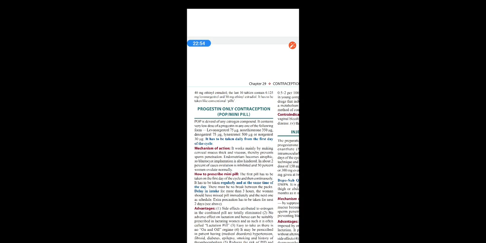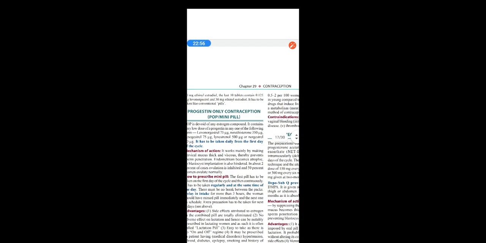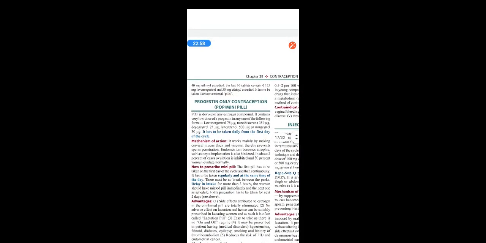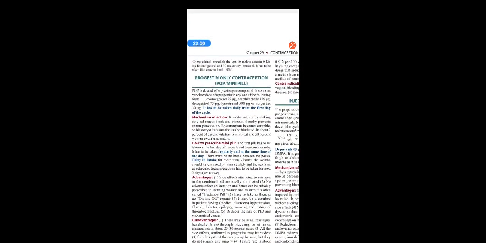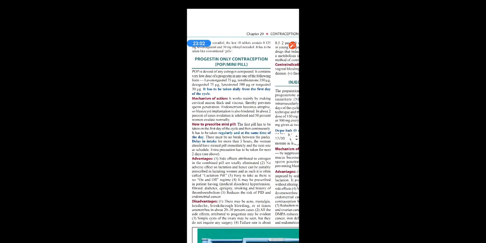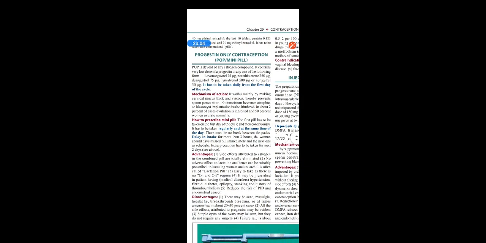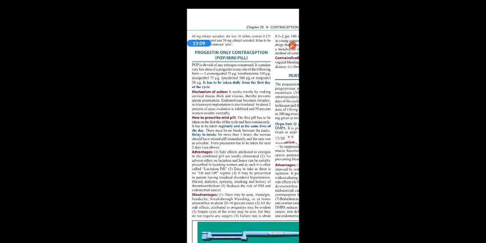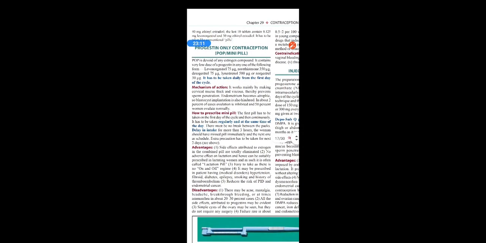Then in the early phase it is less and later phase it is slightly more, so it varies to prevent the adverse effect. Then another is a progestin only pill. It is also called as POP or mini pill. Progestin only pill, POP, is devoid of any estrogen compound.